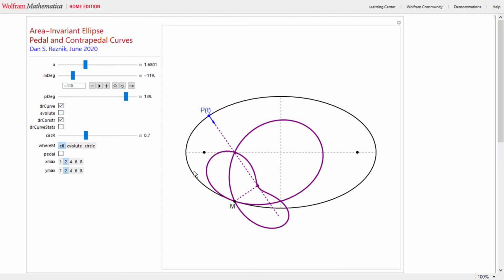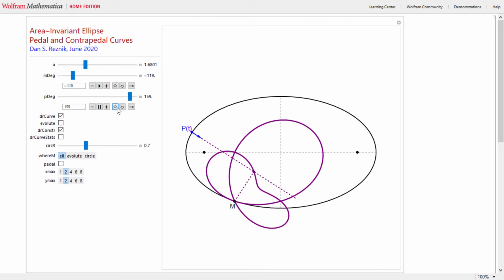Here's the contrapedal curve. It's a different beast. Let's go back to the pedal. You can see that they're different beasts. Okay, so let's talk about the contrapedal right now. So first of all, let's observe this phenomenon as I animate P of t so we understand better what's going on here. Again, I'm dropping perpendiculars from M onto the line that passes through P of t and is directed along the normal. Okay, and the locus of those feet of perpendiculars. Here's a foot, right? The locus of this foot of perpendiculars over all P of t gives me this contrapedal curve.